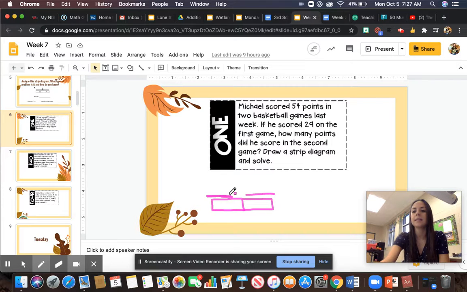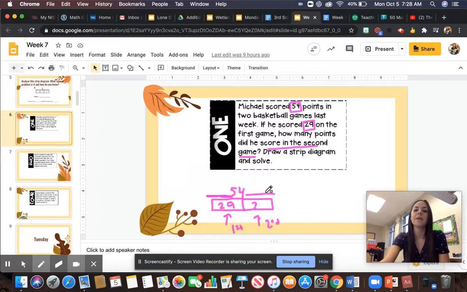All right, so let's go ahead and dig deeper into this word problem. He scored 54 points in 2 basketball games. So I know that both of those basketball games combined, he scored 54 points. If he scored 29 on the first game, how many points did he score in the second game? So that's telling me that one of my parts is 29. This is the amount of points that he scored in the first game. So this part would be the second game. Do I know how many points he scored in the second game? No, that's what I'm trying to figure out. So that means 54 is the total amount of points that he scored.